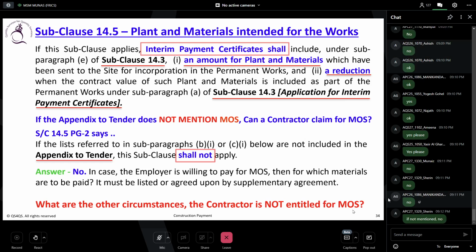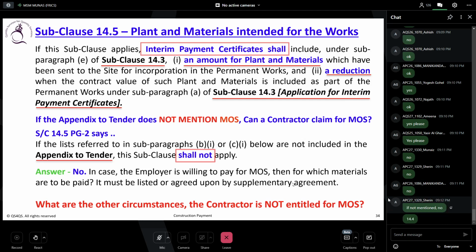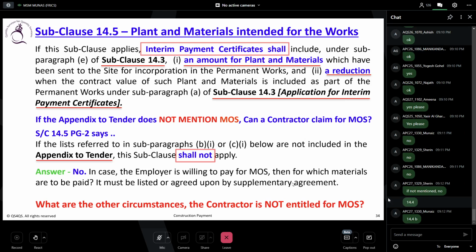Can you note down the answer for this? So what is the answer? What is the subclause number? 14.4 B. Okay. Do you understand? 14.4 B is the answer.